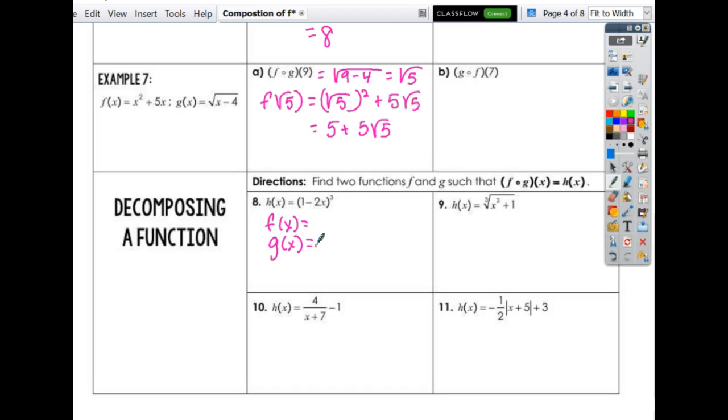So if I look at this, what's the parent function here? The cubic. So I'm going to make the outside one the parent function. And so what do I have to stick back in there to get this equation? The 1 minus the 2x.